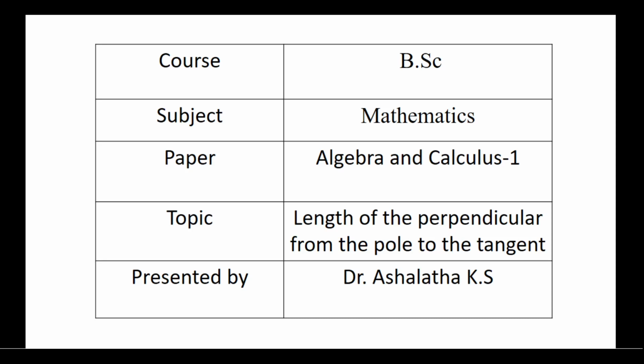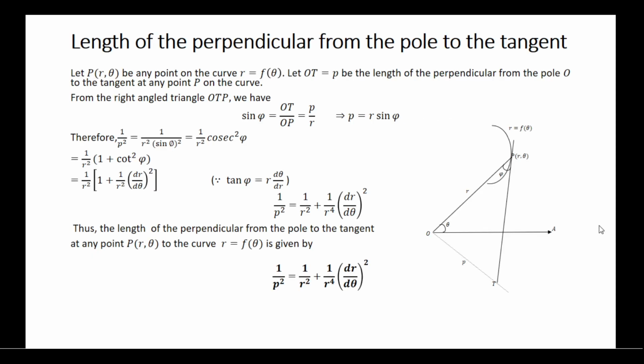Now we shall discuss the length of the perpendicular from the pole to the tangent and some problems. First of all, we'll find the length of the perpendicular from the pole to the tangent. Let P(r, theta) be any point on the curve r equal to f of theta, and let OT be the length of the perpendicular from the pole to the tangent at any point P on the curve. We'll represent this OT, that is the length of the perpendicular, by small p.